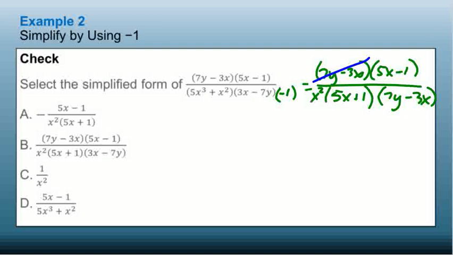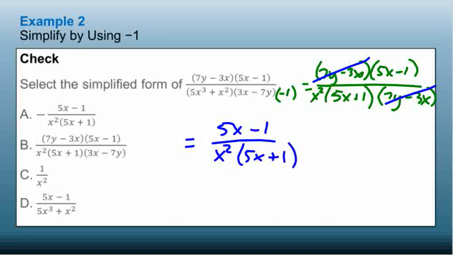Now the 7y minus 3x divides out, and now I'm left with an answer of 5x minus 1 all over x squared times 5x plus 1, which will be choice D. Actually, not choice D. That would be choice A.